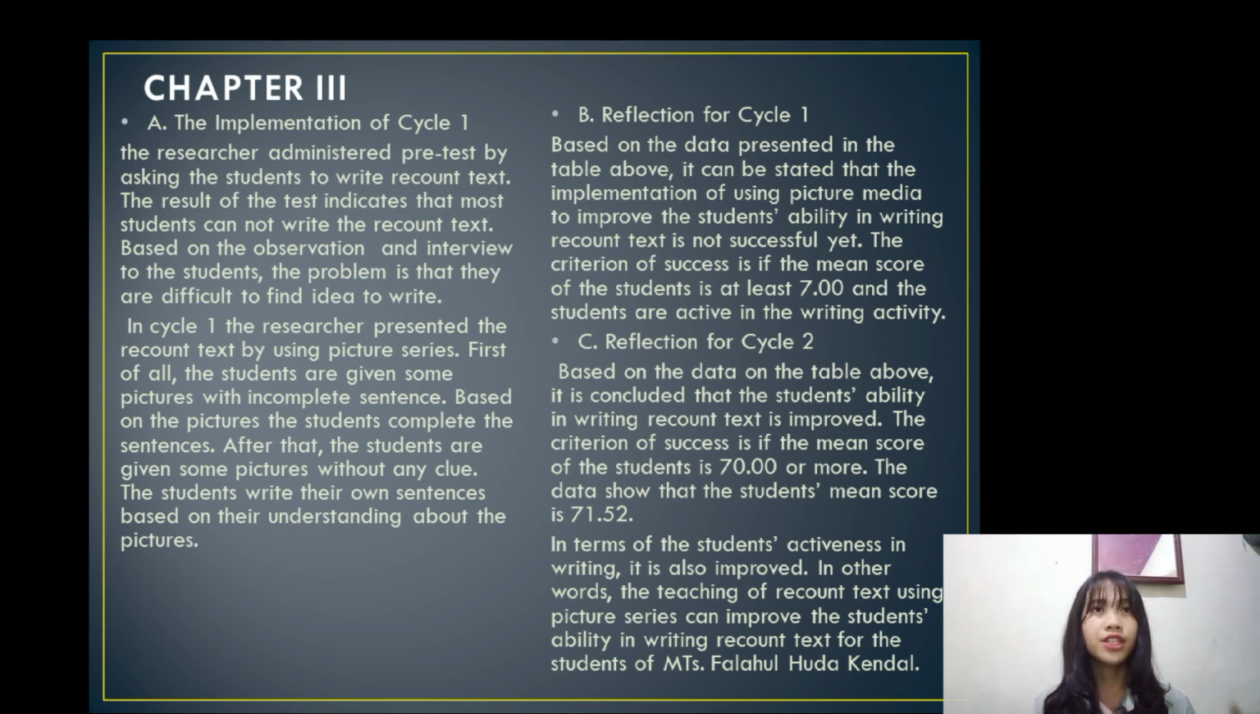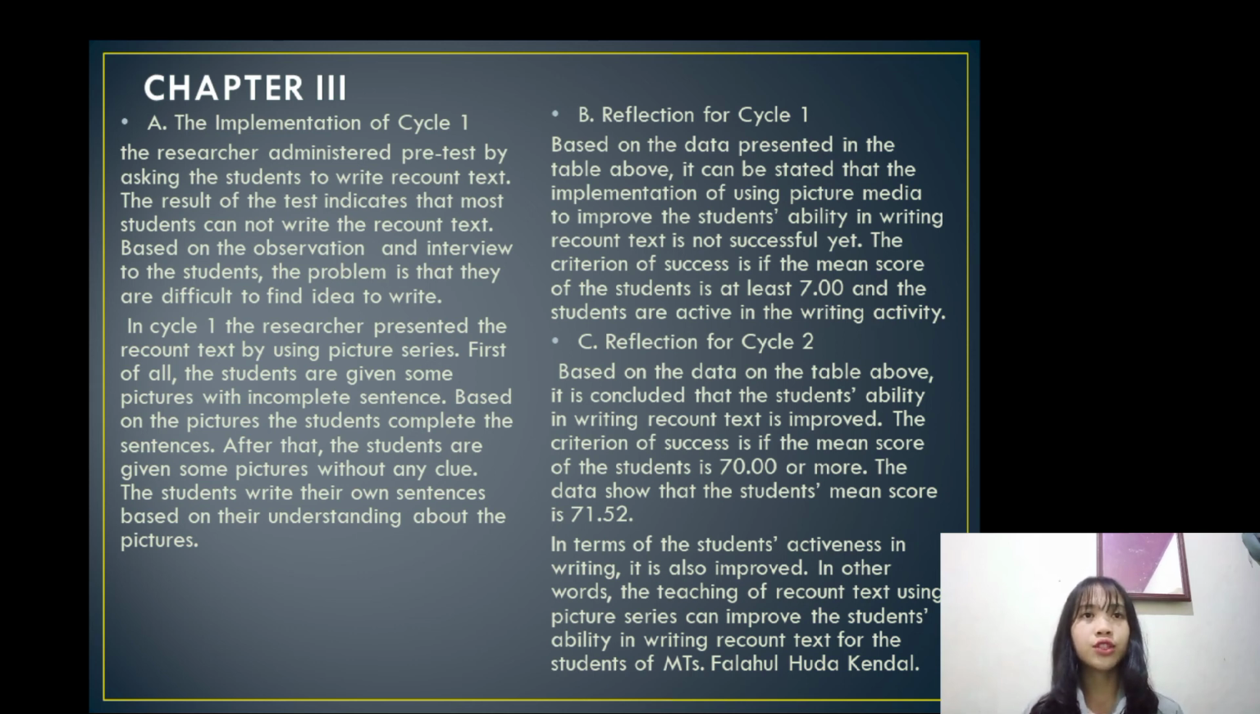B. Reflection for Cycle 1. Based on the data presented in the table above, it can be stated that the implementation of using picture media to improve the students' ability in writing recount is not successful yet. The criterion of success is if the mean score of the students is at least 70 and the students are active in the writing activity.